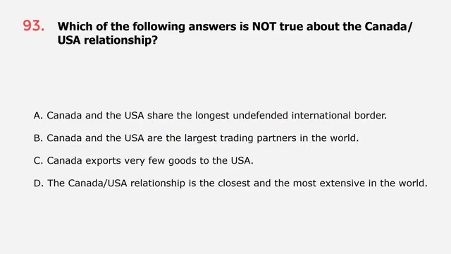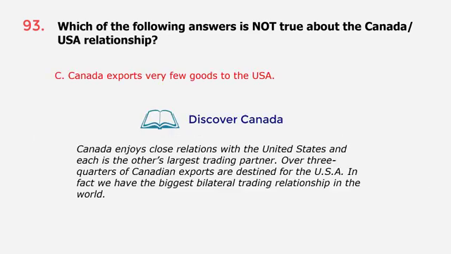Question 93. Which of the following answers is not true about the Canada-USA relationship? A. Canada and the USA share the longest undefended international border. B. Canada and the USA are the largest trading partners in the world. C. Canada exports very few goods to the USA. D. The Canada-USA relationship is the closest and the most intensive in the world. The answer is C. Canada exports very few goods to the USA.